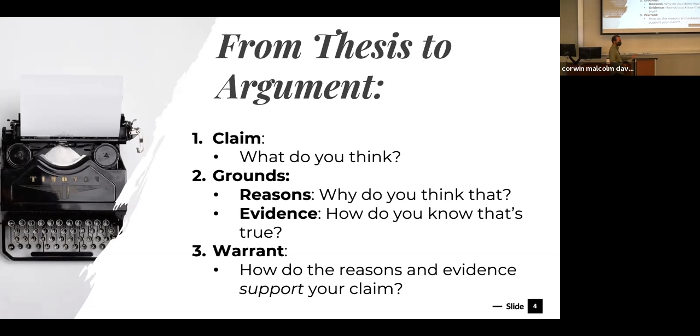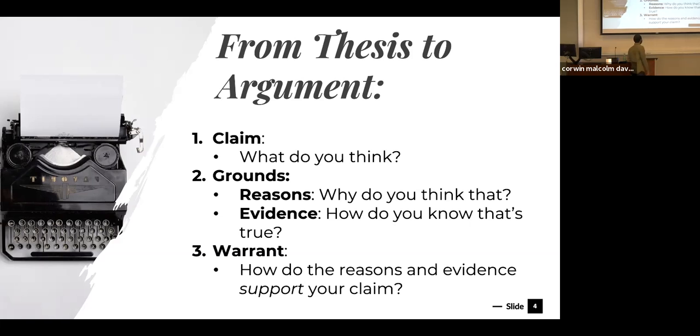And there's a distinction there, a distinction between the reasons and the evidence. Reasons is, why do you think that? What implication do you think there is for this? Or why does it matter that this argument needs to be made? And then the second part is, how do you know that it's true? What evidence can you use to back that up? What resources can you rely upon to translate into a clear argument?